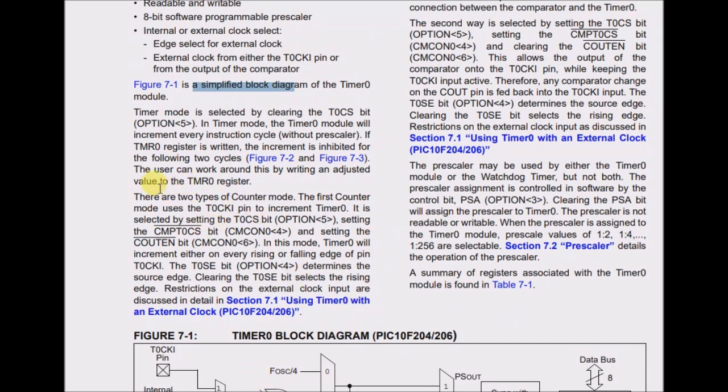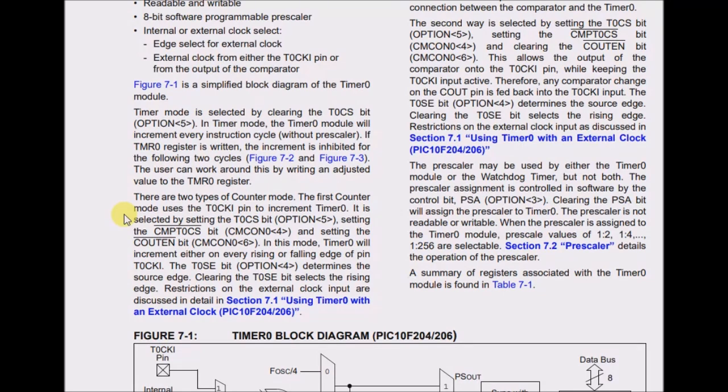Okay, the user can work around this by writing an adjusted value to the TMR0 register. There are 2 types of counter mode. The first counter mode uses the TOCKI pin to increment Timer0. It is selected by setting the TOCS bit.